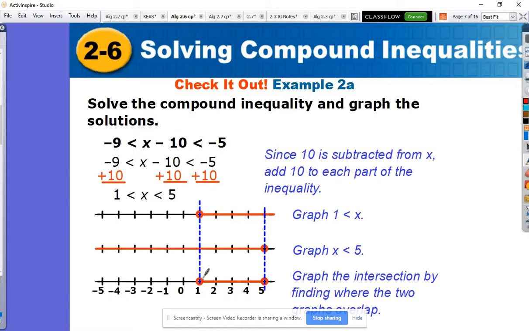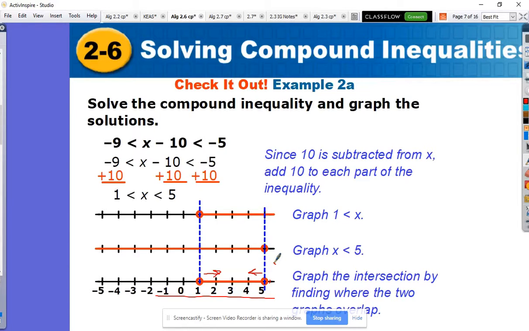Here we'll just focus on this graph down here. We have an open circle on 1, open circle on 5. Here is x being greater than 1 going this way, and x being less than 5 going that way. All right, perfect. That's what we got for that one.